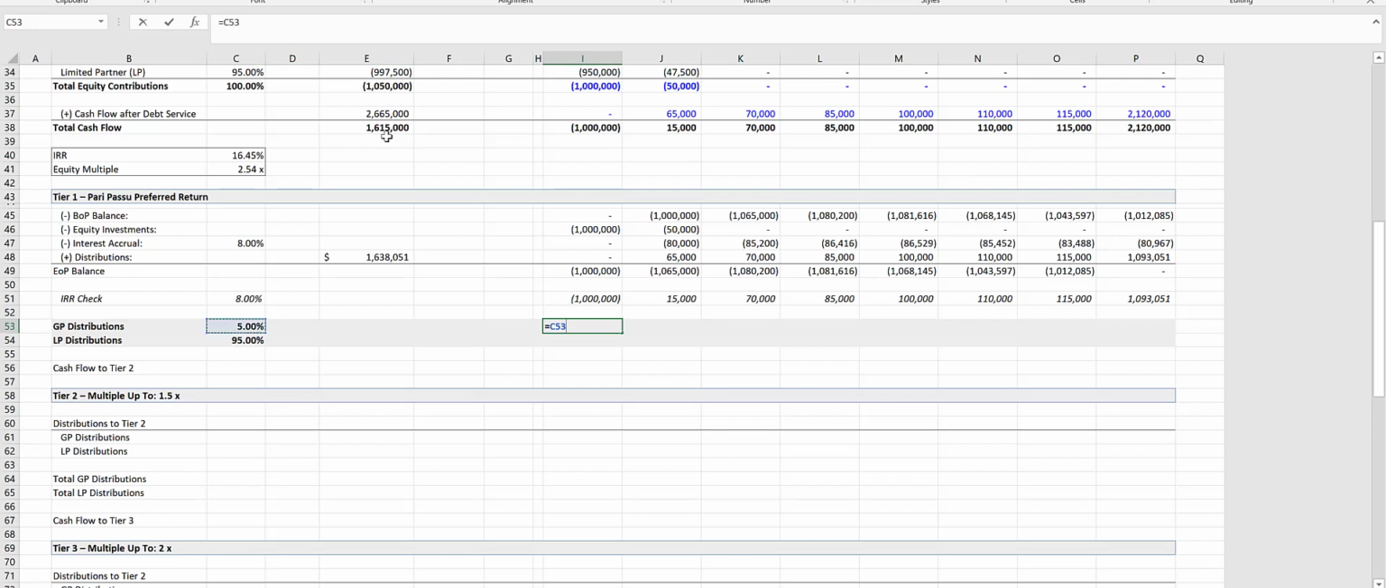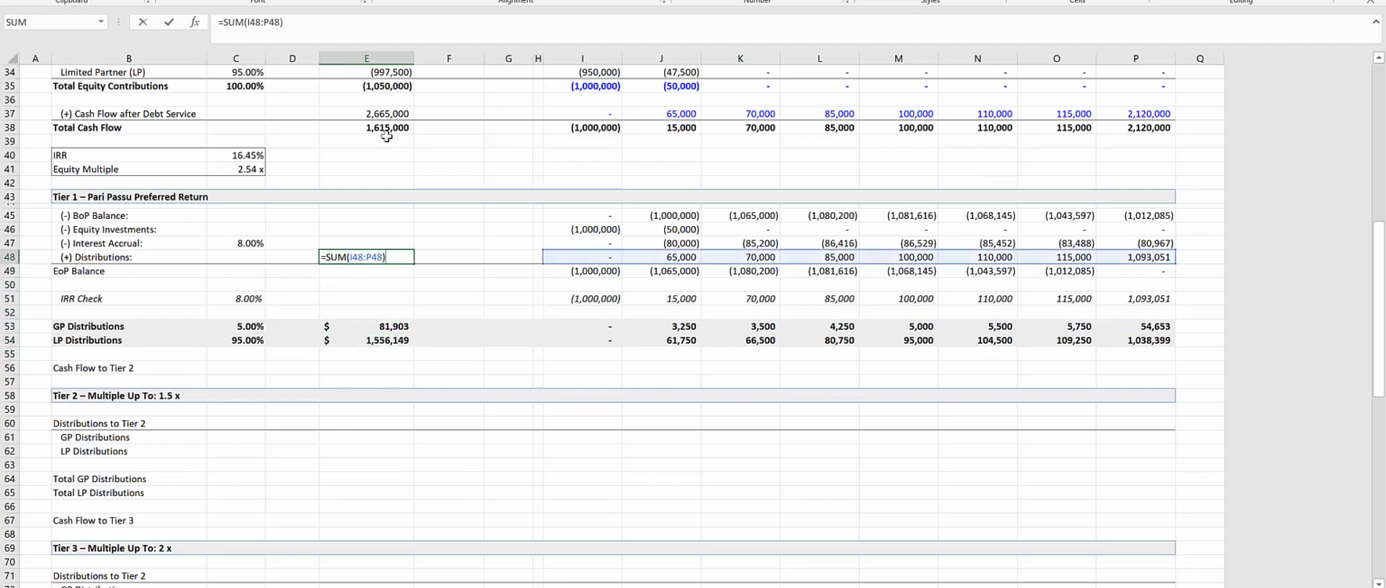And what we're going to do is we're going to lock in the column for 5%. We will lock in the row for the distributions. And then we can copy this down and across, and it will give us our distributions by capital partner for this tier. There we go. And those are our total distributions right here.